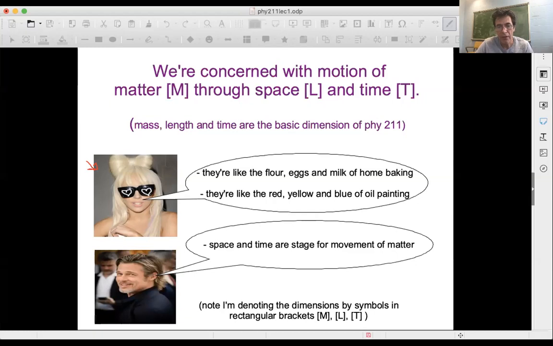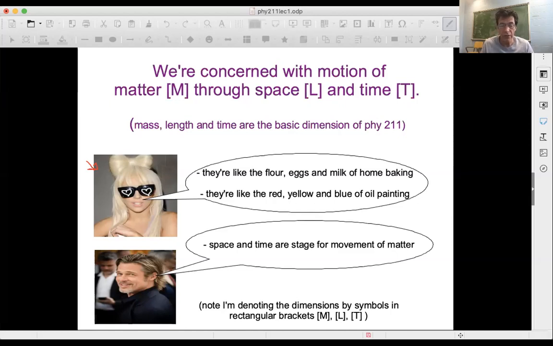And the way he thinks about space and time, which is key to Physics 211, and I think this is a good way of thinking about them, is as a stage or an arena on which the motion of matter plays out. The laws of physics play out on that stage or arena. We'll see how forces and energy and other quantities play out on that stage or arena.